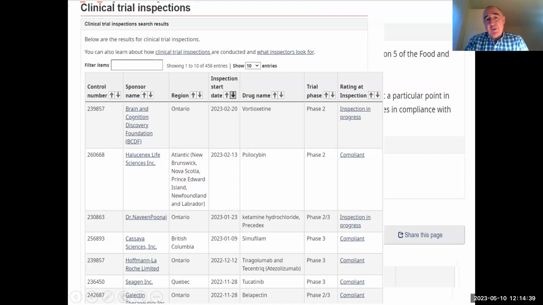One of the problems about this is that this is only for Canada. Usually all trials are carried out worldwide, and we have no idea about the results of inspections in other places than Canada. So it would be very important that all the rest of regulators follow the path of their Canadian colleagues and start publishing all this information, which is highly important.